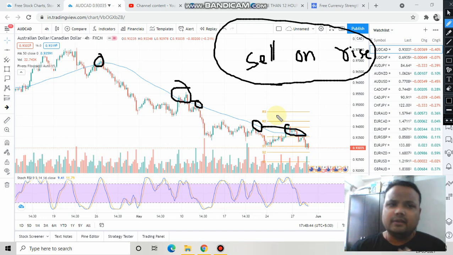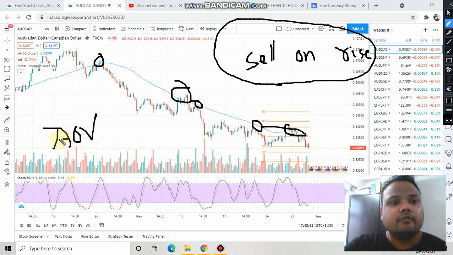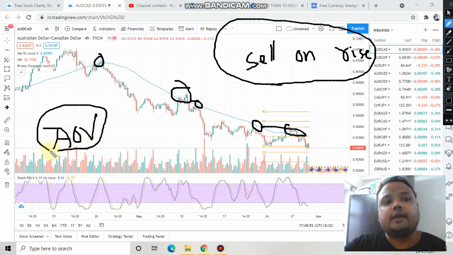It was easy. And as I always say, you should always look for the area of value in a market. Whether it is an uptrend market or a downtrend market, doesn't matter. If you want to trade, then always look for the area of value.